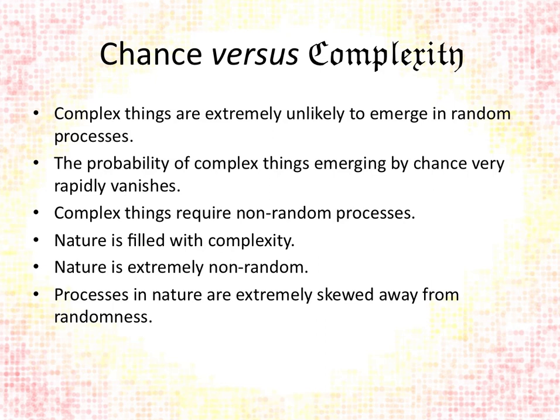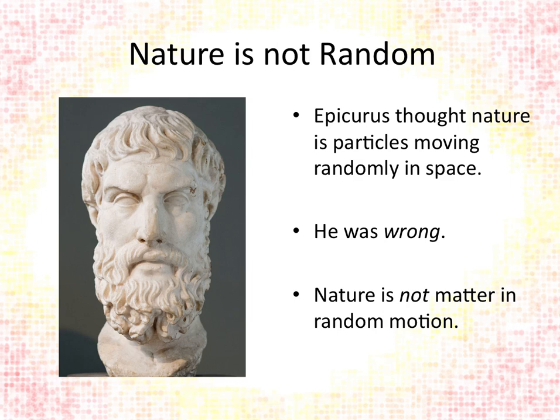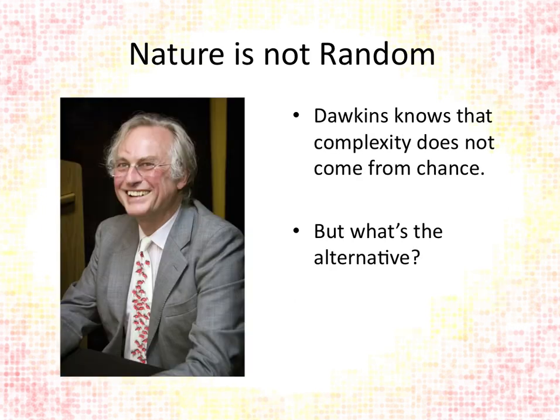Nature is filled with complexity, and this entails that nature is extremely non-random. Processes in nature are extremely skewed away from randomness. Nature is not random. Epicurus thought nature is particles moving randomly in space, and Epicurus was wrong. Nature is not matter in random motion. Matter does not move randomly. Nature is not random.